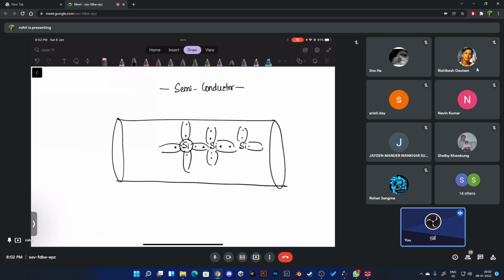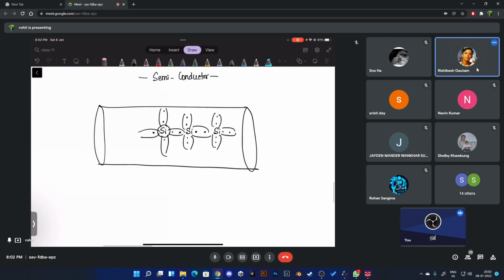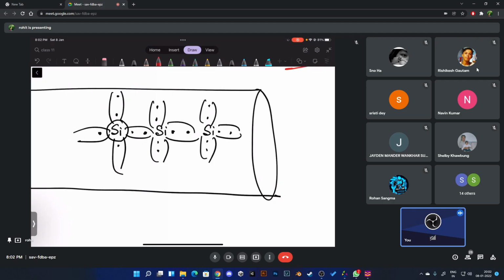So what is our temperature, guys? 0 Kelvin or more than 0 Kelvin? Room temperature, very good. So now at room temperature, is this the correct picture or not? This is not a correct picture at room temperature, because some of the electrons will have left the bond, guys. Can you understand my diagram, all of you?